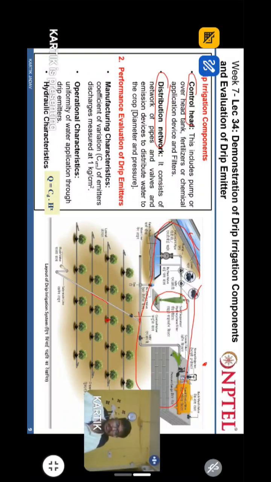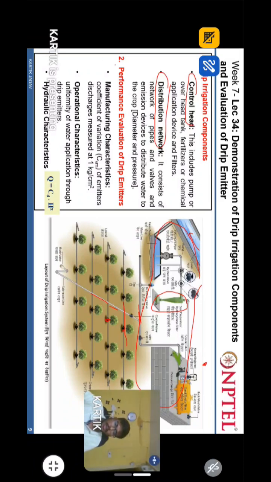Once we have designed this head control unit, we move on to the main system, submain system, laterals and drip emitters, right? We have seen those components also, and at what pressure and what diameters of each pipe we need to select, based on the discharge requirement.